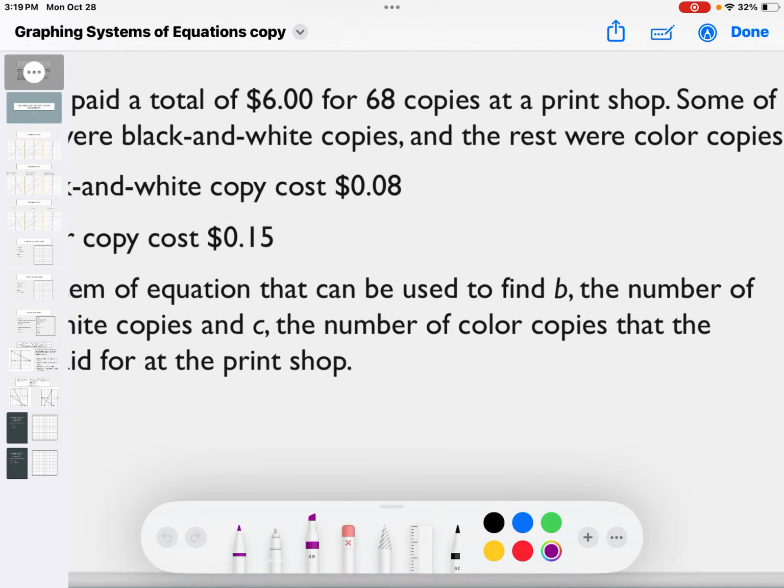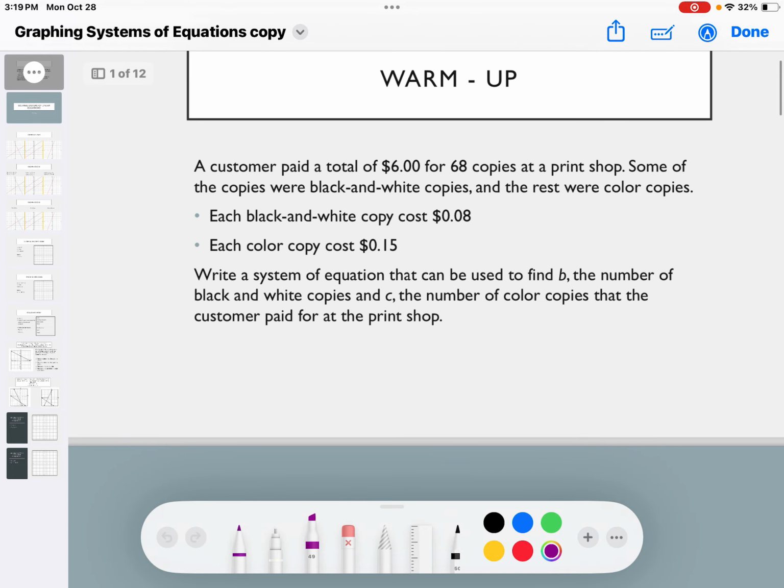A customer paid a total of $6 for 68 copies at a print shop. Some of the copies were black and white, and the rest were colored. Okay, so I know I have two different things. I have black and white. I'm going to label that B, and then I have colors. I'm going to label that C. Okay, so I have something talking about money, and I have another thing talking about copies. Okay, so keeping all that in mind.